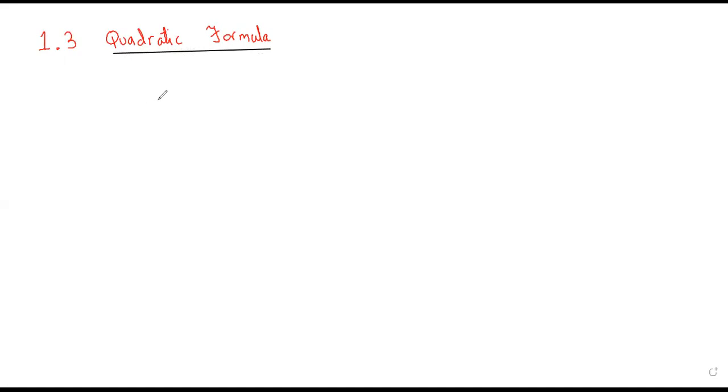If you have a quadratic equation, the general form of that quadratic equation looks like ax squared plus bx plus c equals 0. So a is the coefficient of x squared, b is the coefficient of x, and c is your constant term. Okay, this is a general quadratic equation. Let's see what exactly is the quadratic formula.